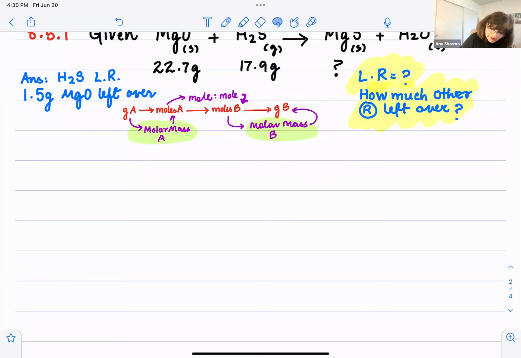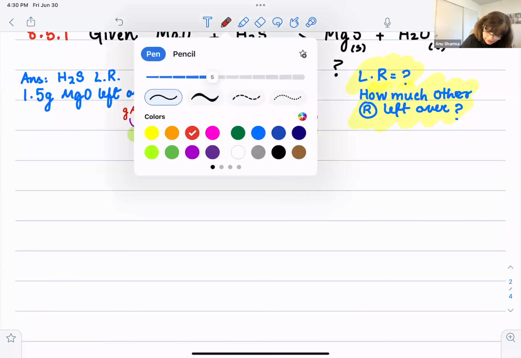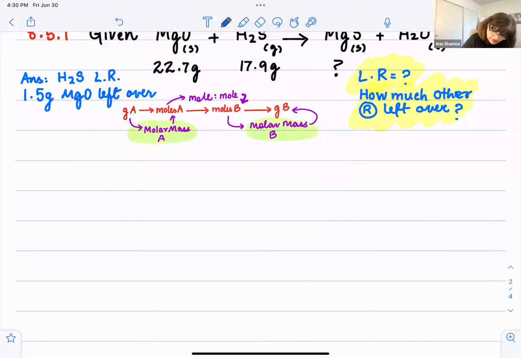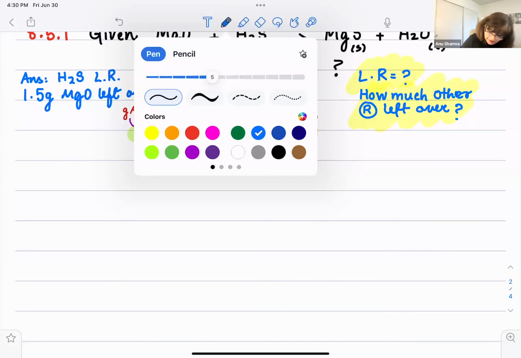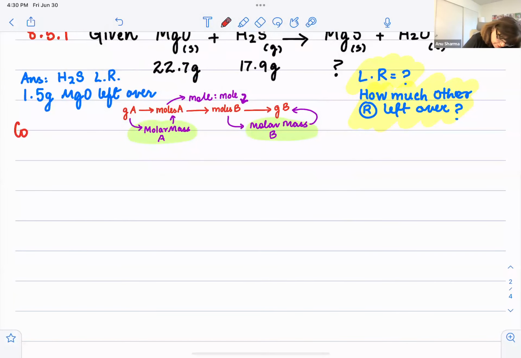Okay, so the only difference we are going to look at is to compare the two reactants with the products. Okay, so compare two reactants with the products. Okay, so what am I doing here?